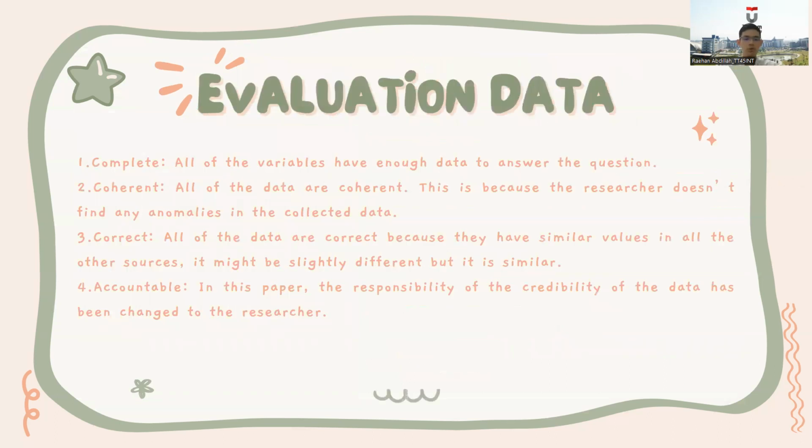Okay, next is the evaluation data. Here we have four checking categories. The first one is complete, the second one is coherent, the third one is correct, and the fourth one is countable. And you can read it by yourself. This accomplishes all of those checking categories.